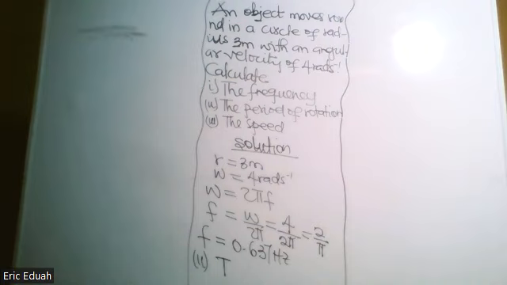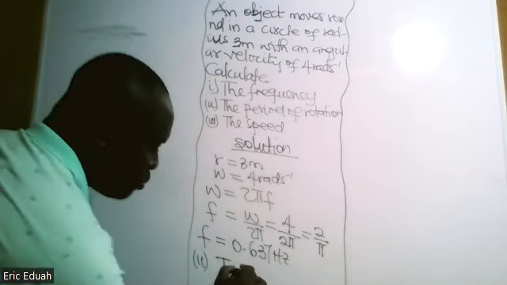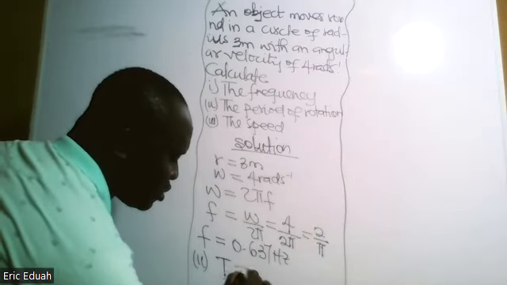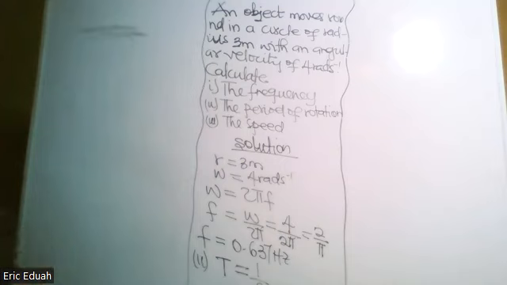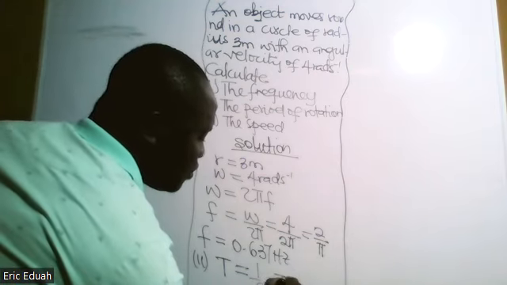Period is equal to 1 over f. Good. So a period is equal to 1 over frequency. And so once we have the frequency, we just substitute.